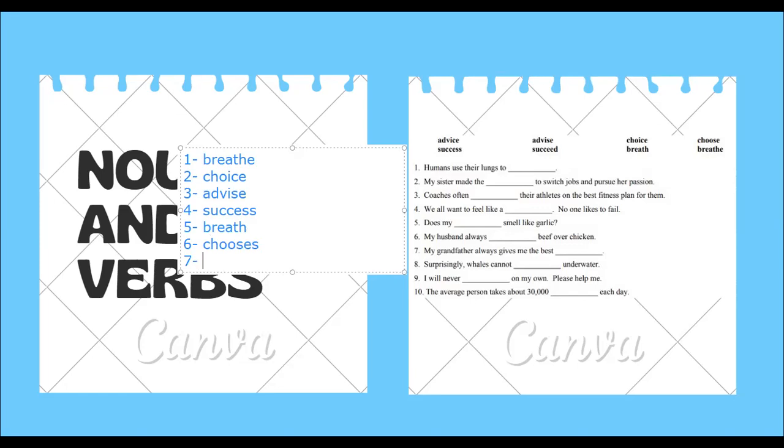And so let's look at the seventh. My grandfather always gives me the best, of course, advice, because it's the noun form. Yes. Now let's look at the eighth. Surprisingly, whales cannot breathe underwater. So it's what? A verb. So we are saying breathe.